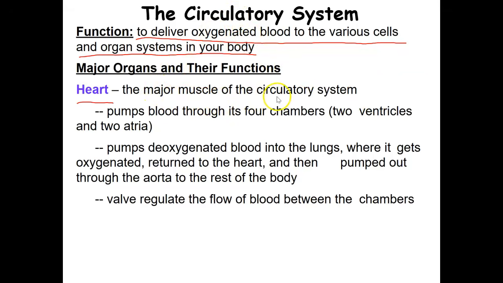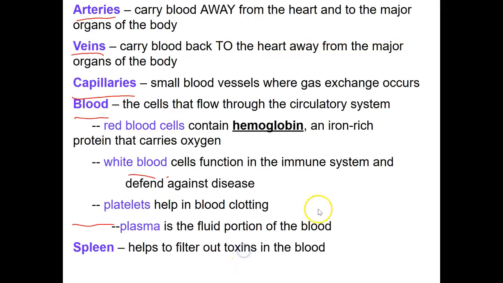So the heart is a major muscle that pumps blood through the 4 chambers. There are 2 ventricles and 2 atria. It pumps deoxygenated blood to the lungs where it gets oxygen, returns to the heart, then is pumped out to the rest of your body. And then arteries carry blood away from the heart. Veins carry blood back to the heart.